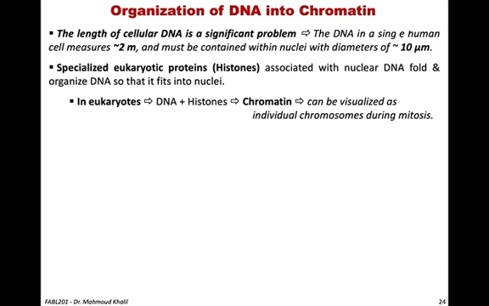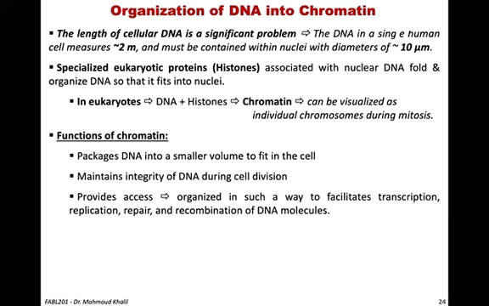And this can be visualized as the chromosome during mitosis. So what is the function of the chromatin actually? Obviously, the first function is helping in packaging DNA into a smaller volume to fit in the cell. It helps in packaging the 2 meter long DNA inside a 10 micrometer nucleus. It maintains integrity of DNA during cell division. It helps the DNA in order not to be broken. The chromatin as well provides access, organized in such a way to facilitate the transcription, replication, repair, and recombination of DNA molecules. So these are the 3 major functions of chromatin.